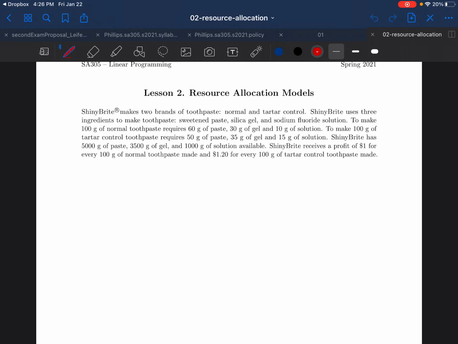Remember, one of our standing assumptions is that we don't assume discrete variables; we're assuming continuous, so Shiny Bright can sell fractional amounts of toothpaste. I understand that that's not realistic, but it's the kind of model we're using now. And we're also going to assume it sells everything it makes.